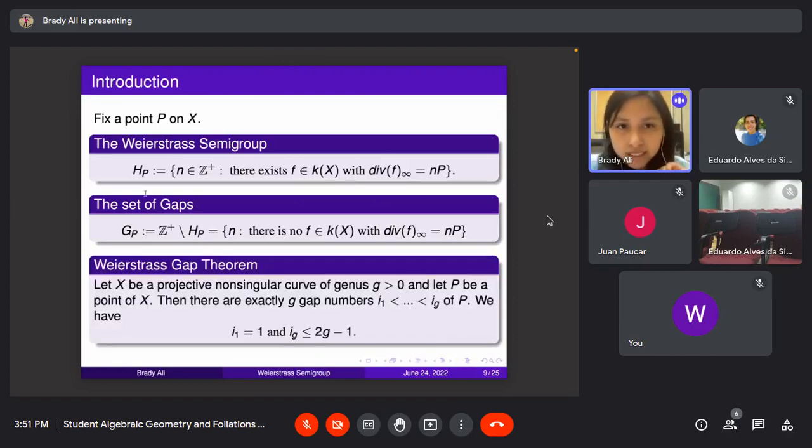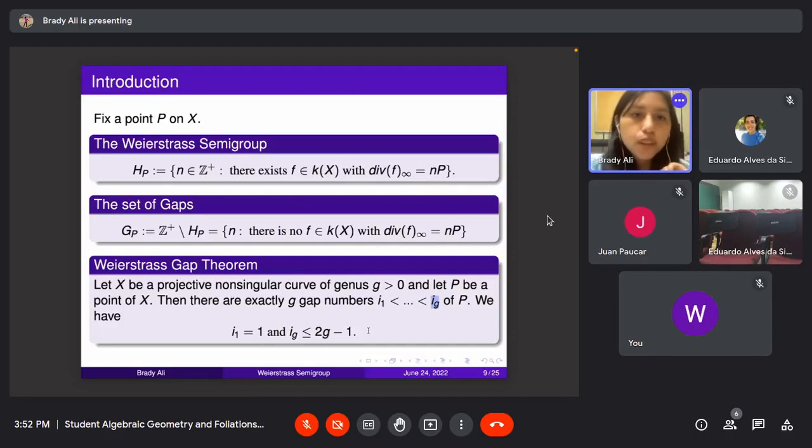So the elements of this set of gaps are called gaps, and there is an important theorem about the set of gaps called the Weierstrass Gap Theorem, that says that the cardinality of this set G_P will be equal to g, the genus of the curve. And it also says that if we order these gaps, the elements of this set, then the first element will be equal to 1, and the largest gap will be less or equal than 2g minus 1.